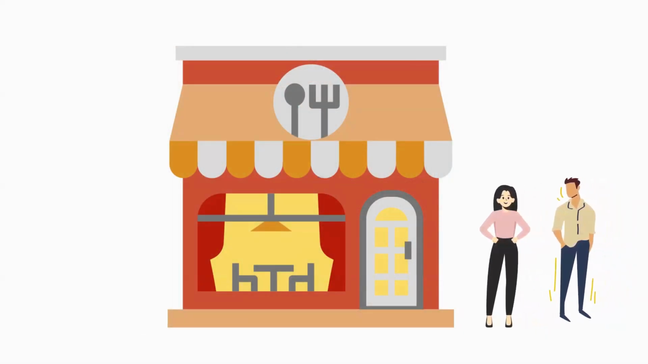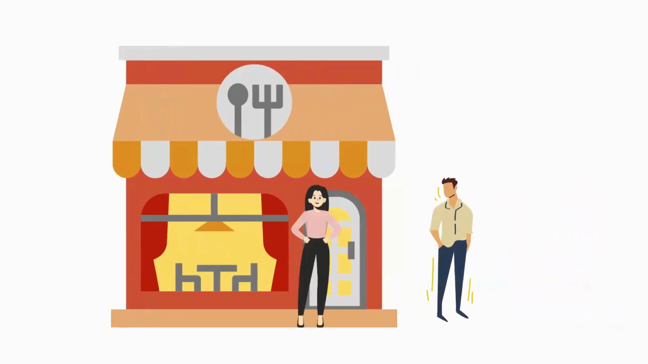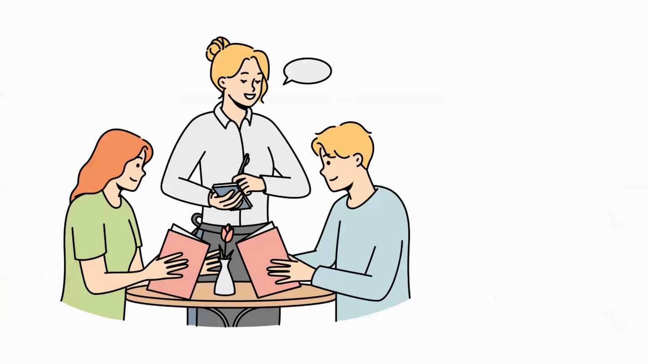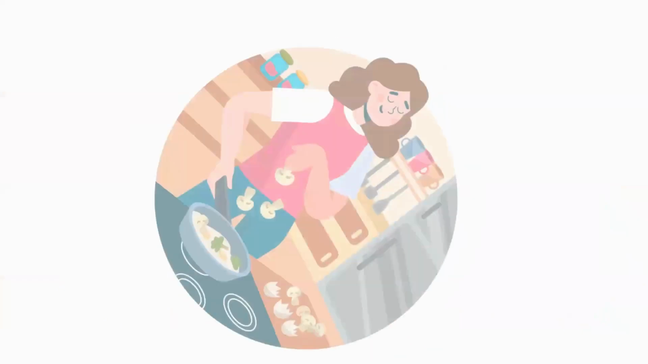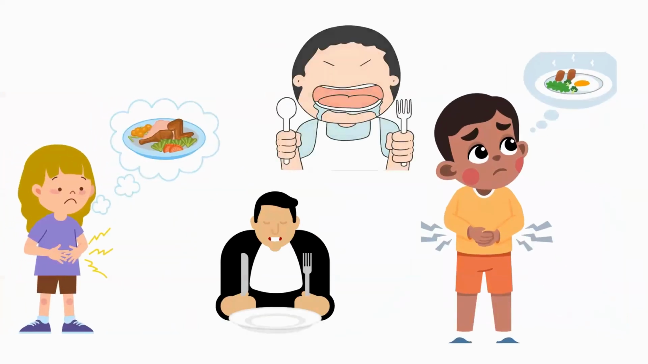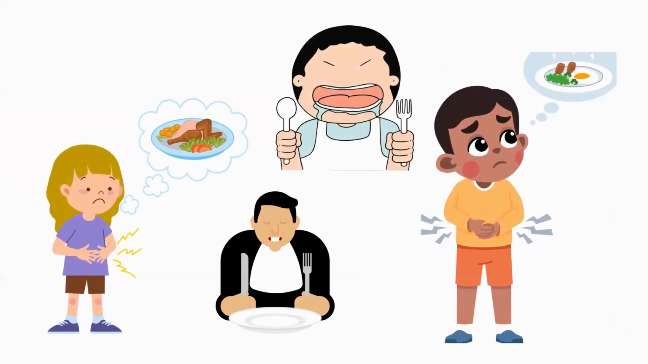Imagine you are at a restaurant. The waiter takes your order and then goes to the kitchen to prepare your food. And meanwhile, she's ignoring all the other customers. That wouldn't be very efficient, right?